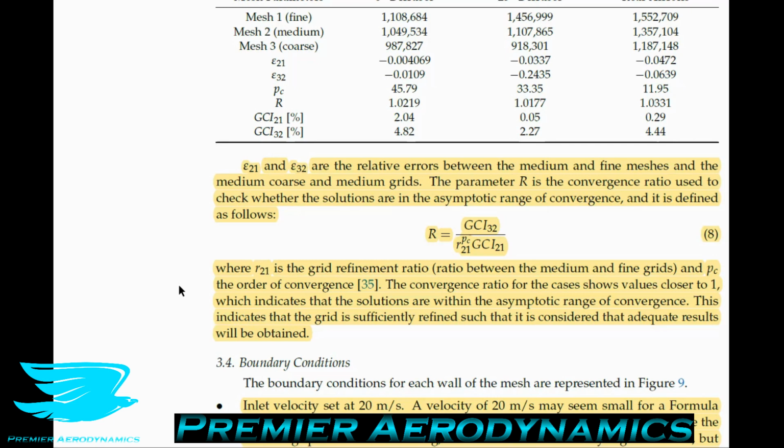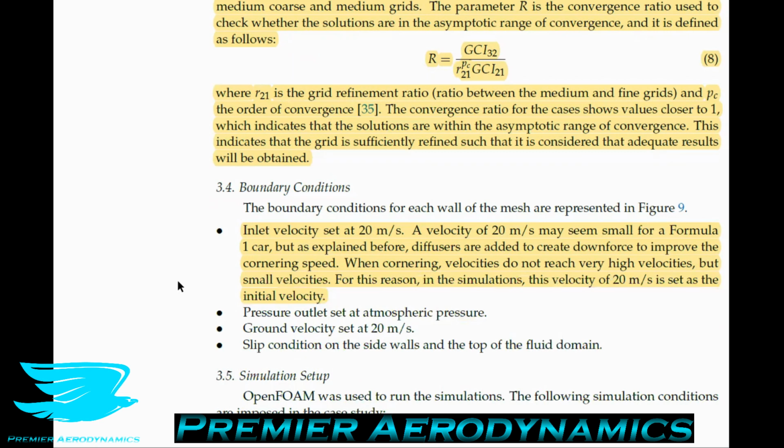So the convergence ratio for the case studies here are quite close to 1. They're actually 1.02, 1.017, and 1.03, depending on the geometry. So they're not exactly 1, but they are quite close. So this tells us that if we were to increase the number of cells again, so we were to make it even finer, we would probably not get much of a difference in terms of the end results. In this particular case, they've said this indicates that the grid is sufficiently refined such that it's considered adequate for their purposes. So they're not going to resolve the mesh anymore. That's fine. They've gone through that and they've justified their reasons.